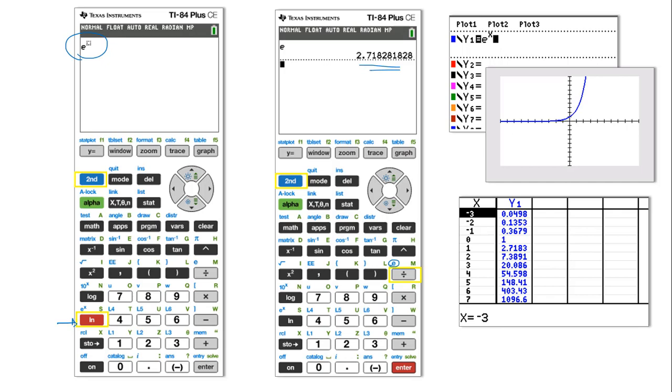And then if I wanted to graph e to the x, I can press my y equals key, type in second ln to get the e, and then I can enter x into the variable exponent, and then press enter, and then I can graph it to see the function that we just drew by hand. And then I can do second table to get the values that we also just calculated.